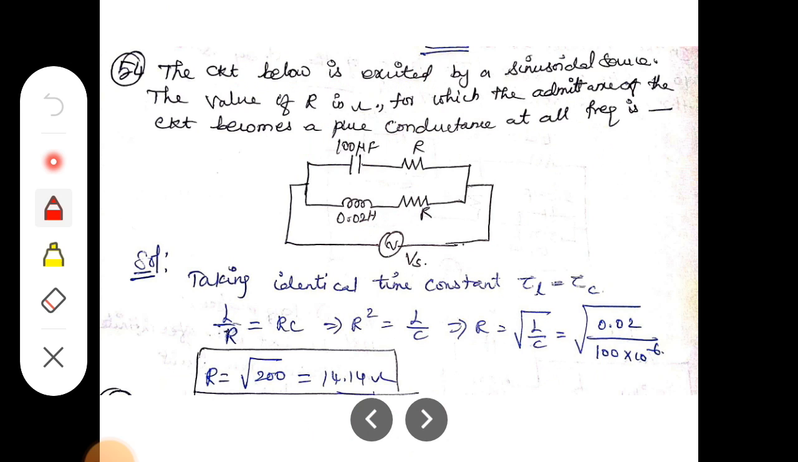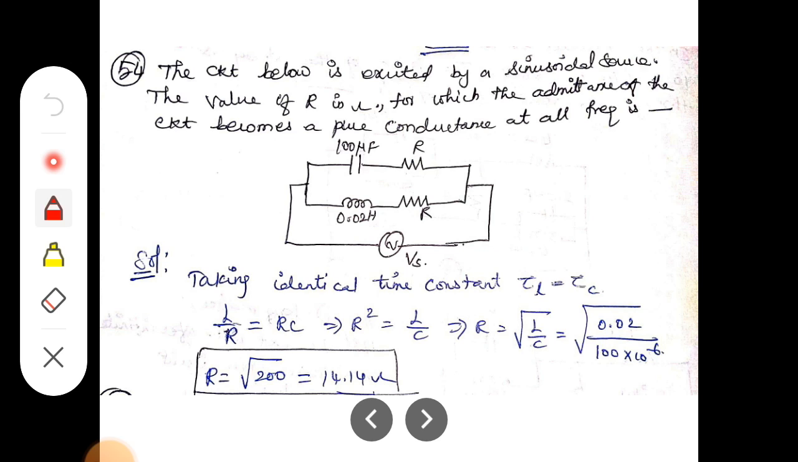The circuit below is excited by the sinusoidal source Vs. The value of the resistor in ohms, for which the admittance of the circuit becomes purely conductive at all frequencies. The resistor value is not provided. So what is the condition for pure conductance of the network circuit?